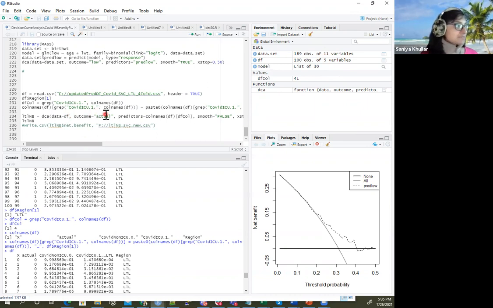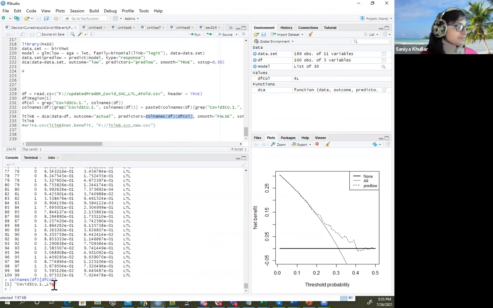And the outcome, it asks me, what is your outcome? So I say that my outcome is actual. And what are the predictors? The predictors that I'm using are this. The predictor that I'm using is this.